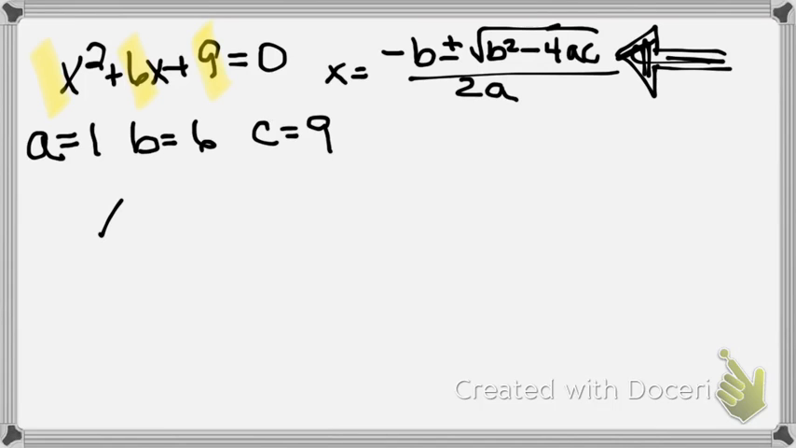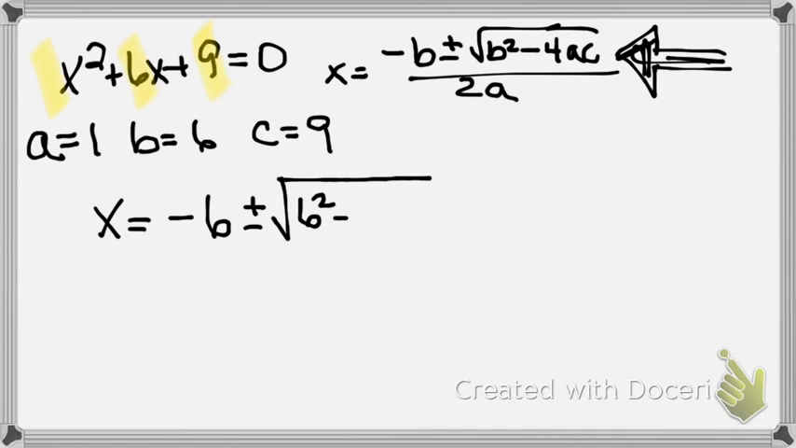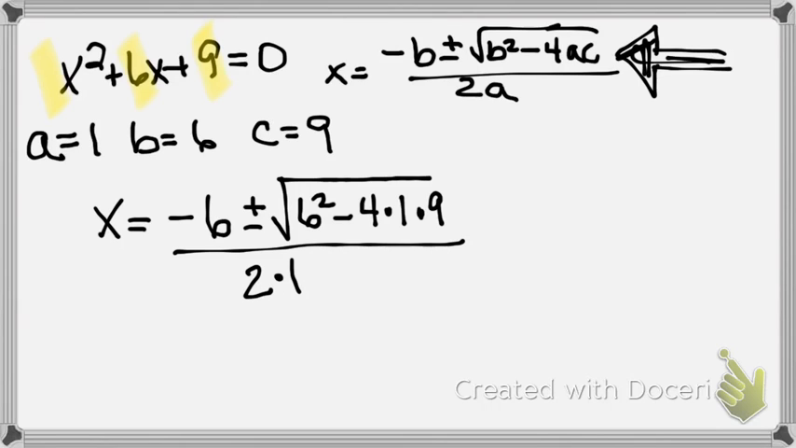So we have x equals minus b. What is b? 6. Plus or minus the square root of b squared, which is 6 squared, minus 4 times a, which is 1, times c, which is 9. All of that is over 2 times 1, because it's 2a. So if I were you, I would take this little piece first and simplify it.